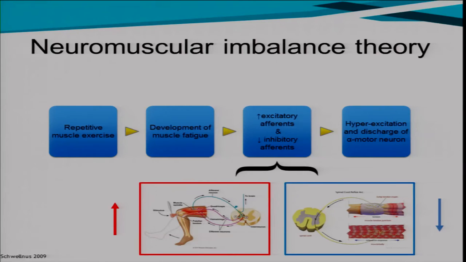Also, the inverse myotatic reflex, or the Golgi tendon organ reflex, states that when you stretch a muscle too much, it inhibits the nerve. This reflex is inhibited with fatigue. So we have less inhibitory efferents to the alpha lower motor neuron. All this causes a hyperexcitation and a discharge of the alpha motor neuron, causing the cramp.